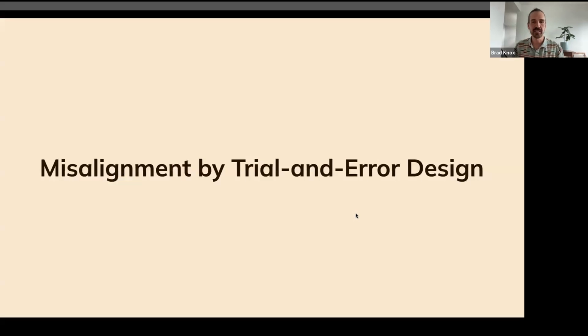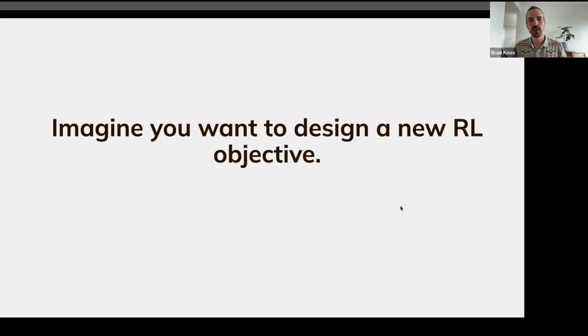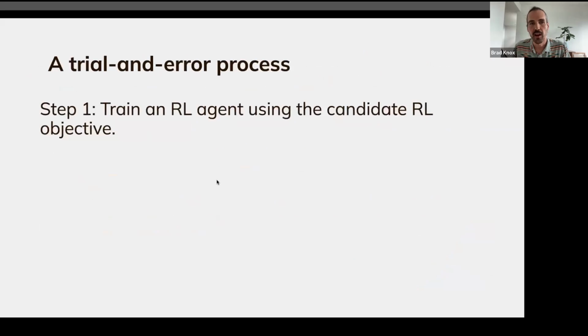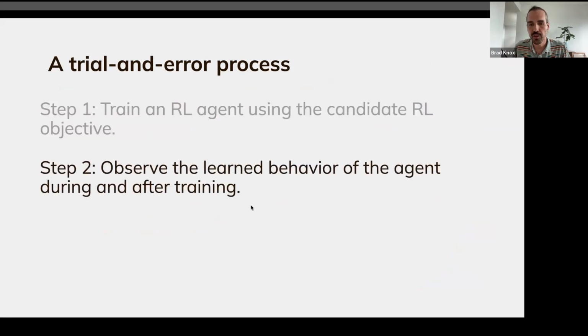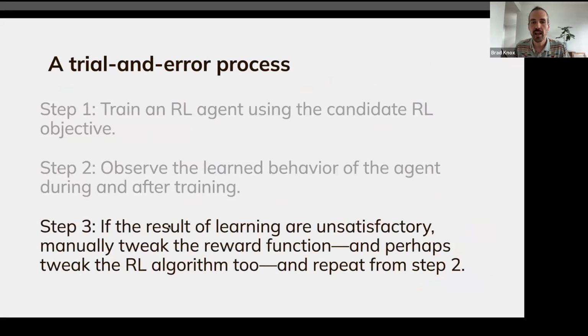All right, so another form of misalignment is by trial and error design. I'm going to go quickly through this one. I'll probably skip some of it. So imagine you want to design a new RL objective. A trial and error way to do that is you train your RL agent using the candidate objective. You observe the learned behavior during and after training. And then if you're not happy, you tweak the reward function, maybe the discounting, maybe tweak the RL algorithm too, and then repeat.